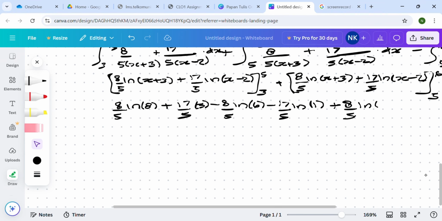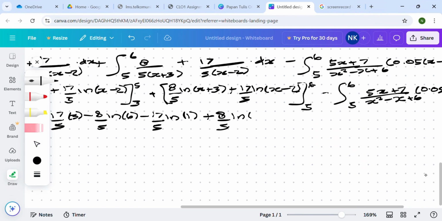Okay. Plus 8 over 5 ln, then 6 plus 3 equals 9. Plus 17 over 5 ln, then 6 minus 2 equals 4. Subtract 8 over 5 ln, then 5 plus 3 is equal to 8. And then subtract again 17 over 5 ln, then 5 minus 2 is 3. Okay.